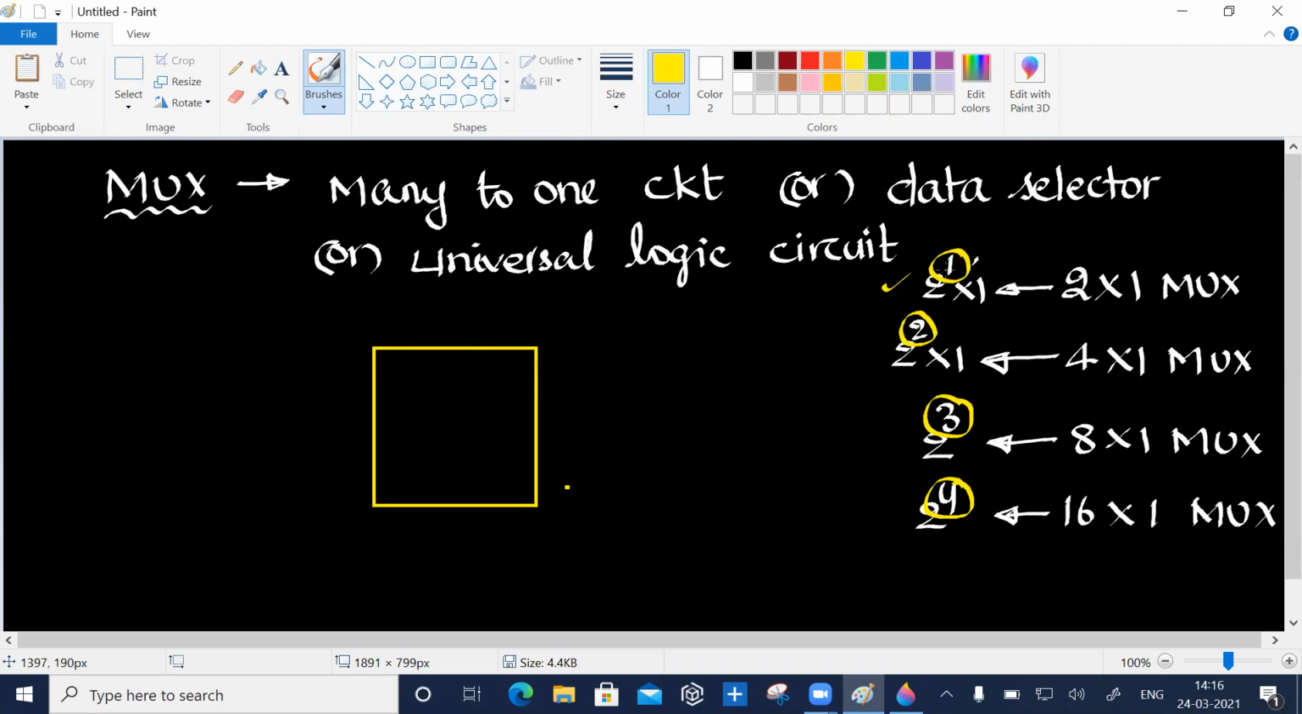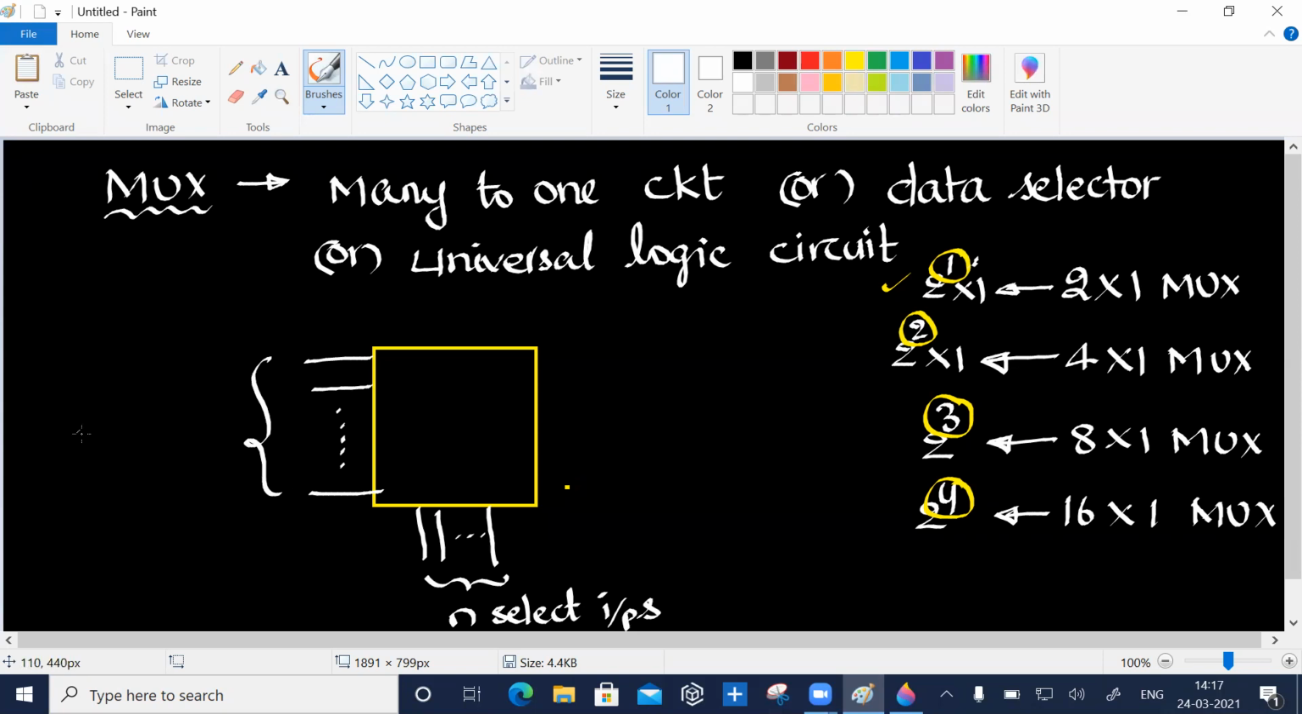So in general, let me write in general. How many inputs are there? For example, I have n select lines, or these are my n control or select inputs. And how many inputs do we have here? You have 2 power n number of inputs, and how many outputs are we going to have? Single output. Yeah, this is a single output, and that's it.